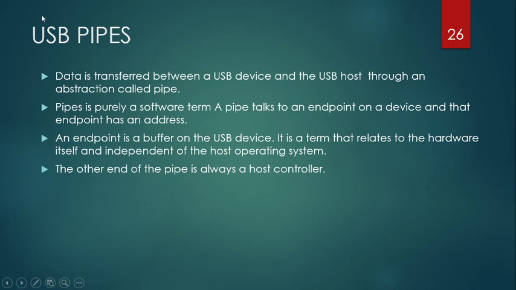And the next one is about the concept of the USB pipe. What is a pipe? Data, we know, is transferred between a USB device and a USB host through an abstraction, a concept called a pipe. It's purely a software term, and it talks to an endpoint on a device, and that endpoint has an address. It is basically a buffer on the USB device. It is a term that relates to the hardware itself and is independent of the host operating system. The other end of the pipe is always a host controller.